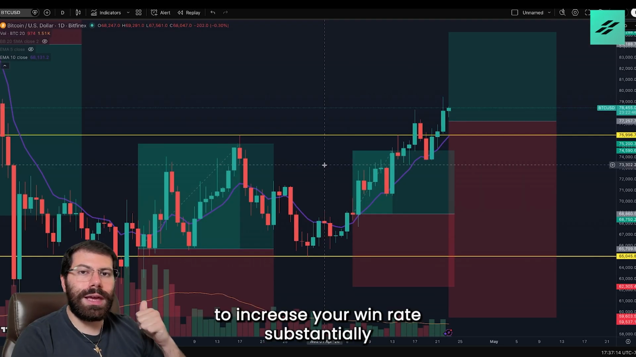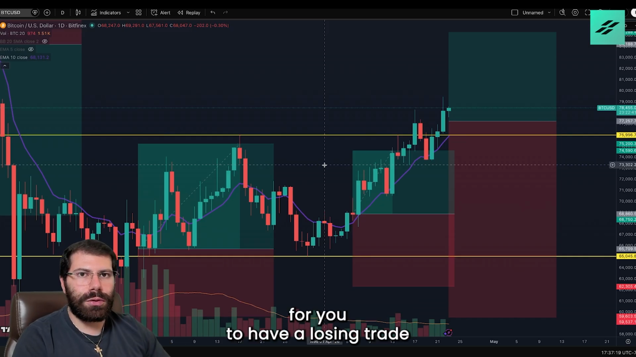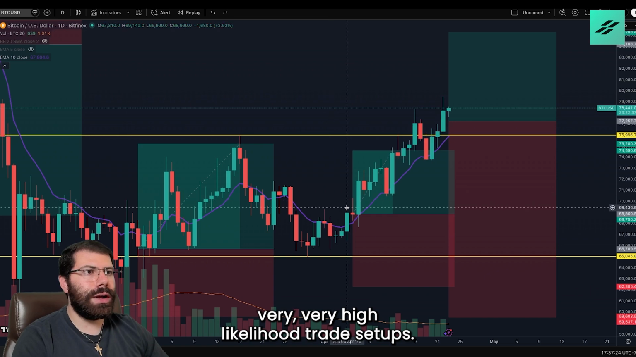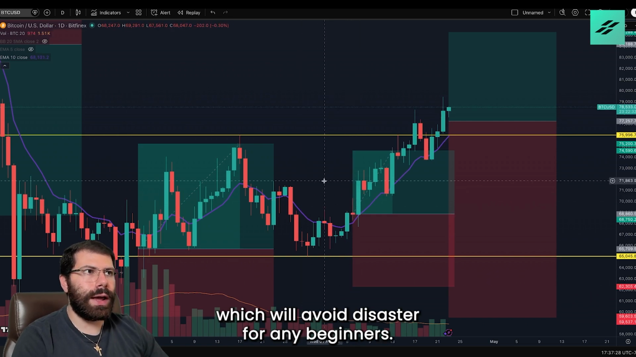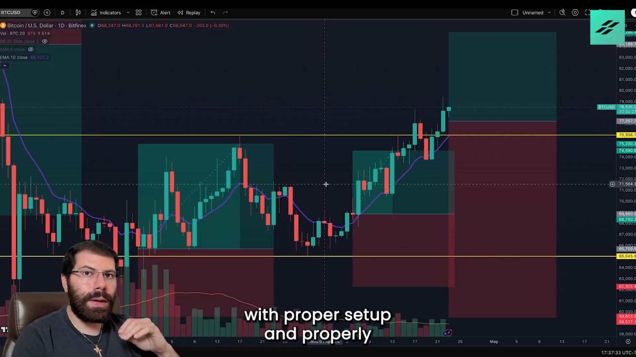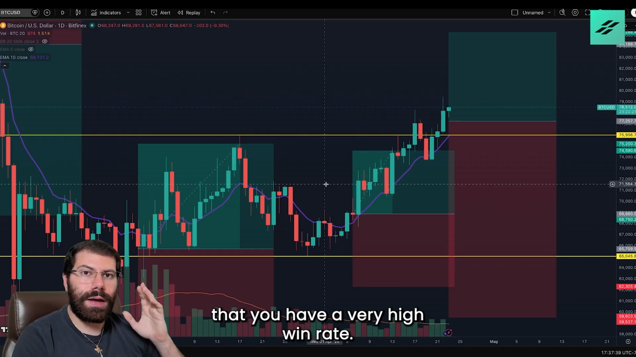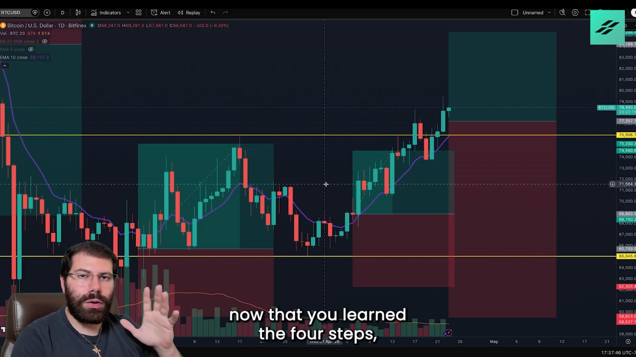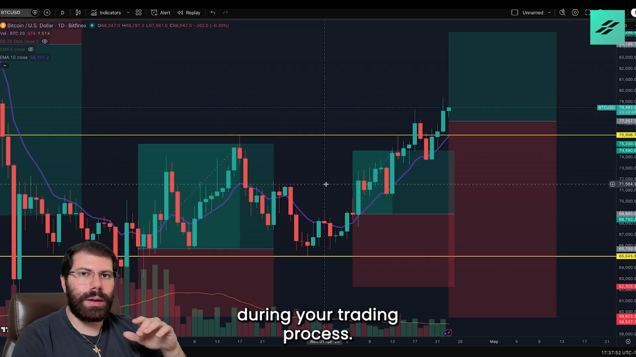If you do this, you're going to increase your win rate substantially and make it much less likely for you to have losing trades, because you're taking very, very high likelihood trade setups, and we're using a stop loss here, which will avoid disaster for any beginners. So this is a high probability trade with proper setup and properly setting up your entry and take profit to make sure that you have a very high win rate. We're going to look at one last more complex example now that you've learned the 4 steps, and make sure to not skip any of these steps during your trading process.